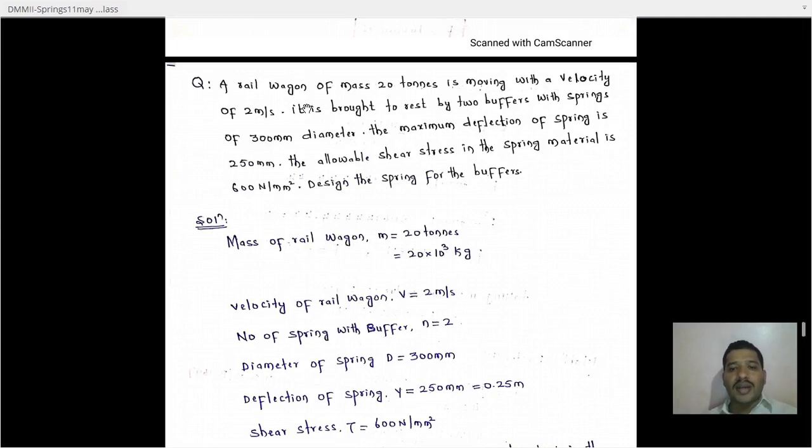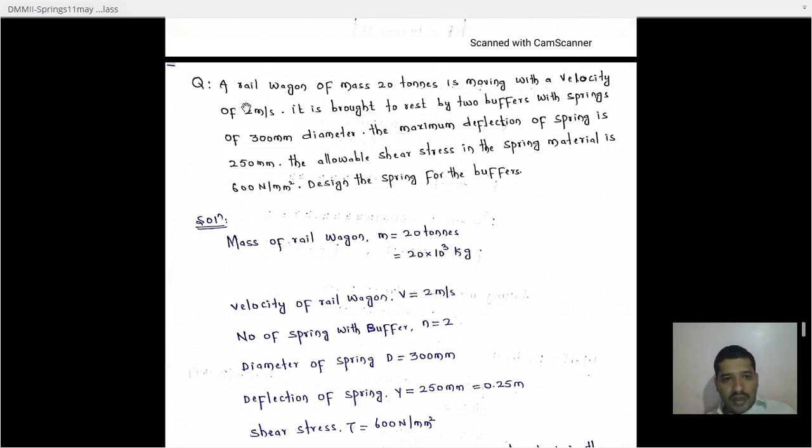It is brought to rest by two buffers with a spring of 300 mm diameter. The maximum deflection of a spring is 25 mm. The allowable shear stress in the spring material is given as 600 Newton per millimeter square. So first of all, we need to design the spring for the buffers in this problem.